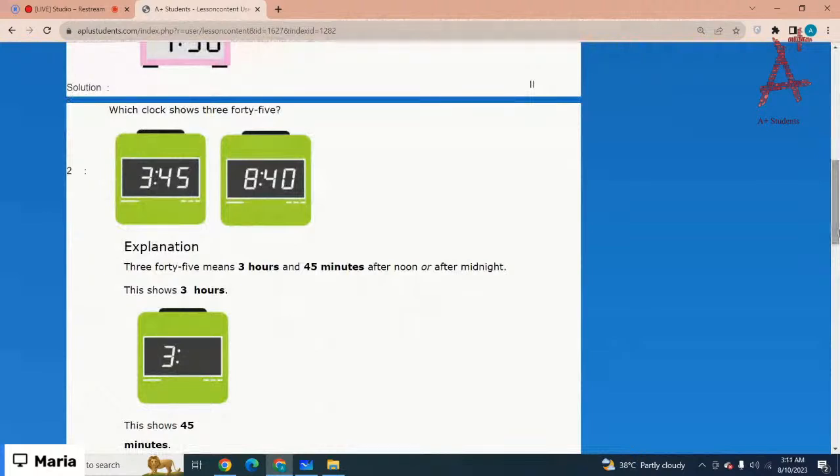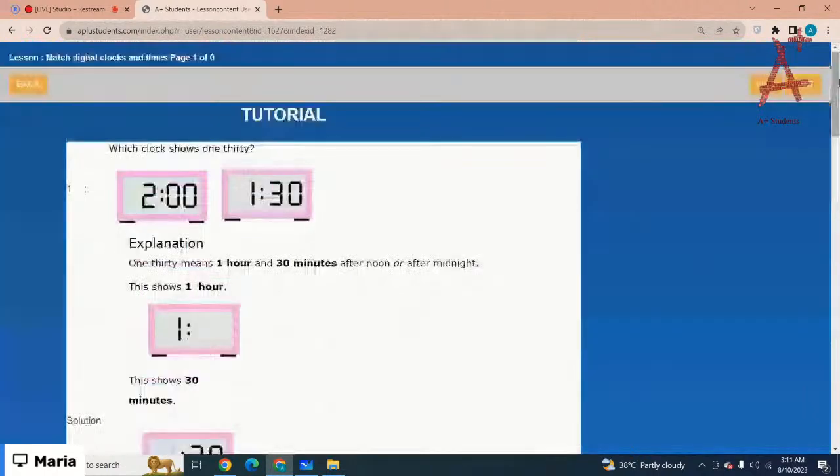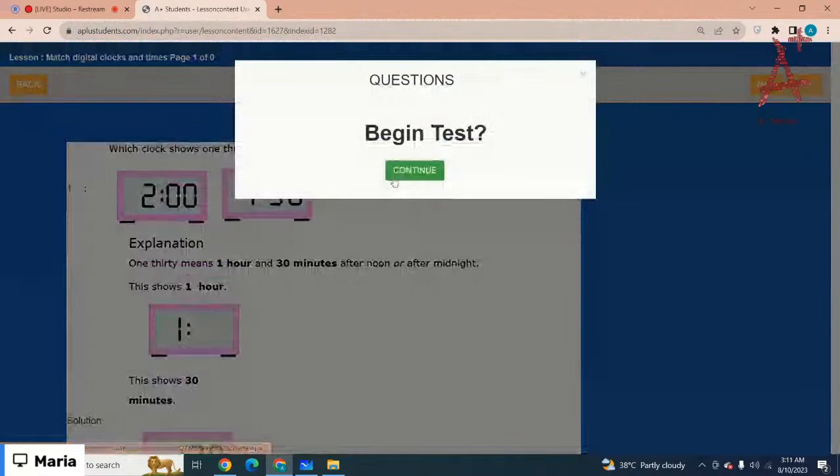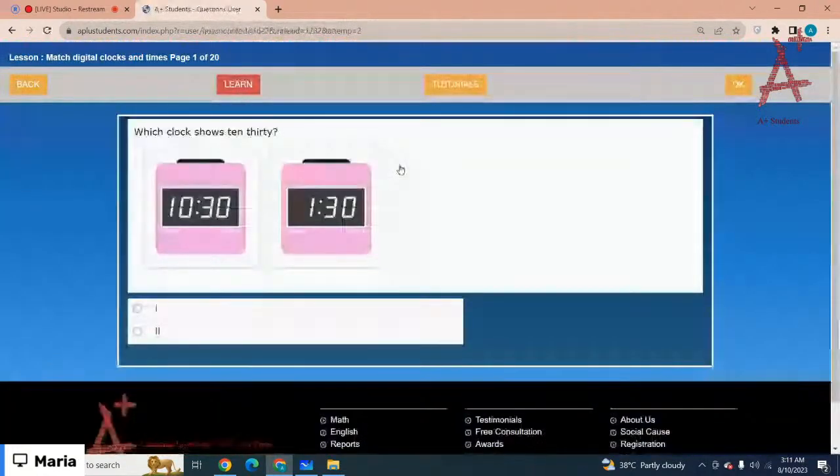Yes, it is. The first one shows the 3:45. You can see the first one always shows the hour, so it is 3, and then the second one shows the minutes, so it would be 3:45. Let's just start with the practice questions. Okay, which clock shows 10:30? Which is the correct option, 1 or 2?